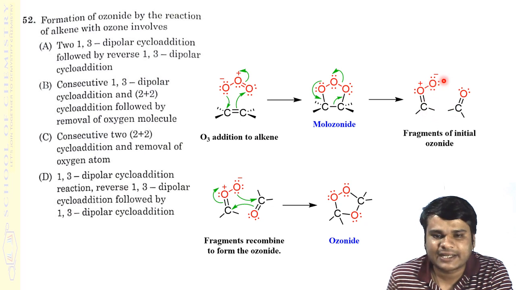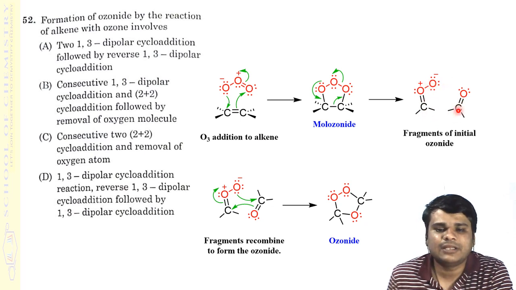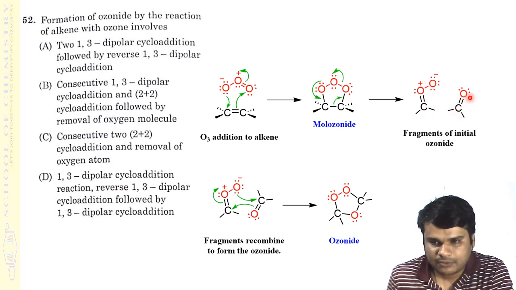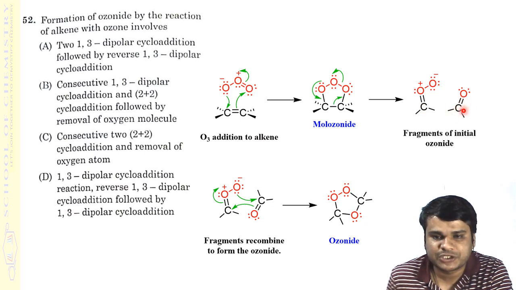Now this can act as a 1,3 dipole, and this can be the 1,3 dipolarophile. So it acts as a species that binds with it. But it is necessary that, if you consider this dipole, there is a minus charge here; if this pi electron is shifted to this side, then a plus charge comes on this.